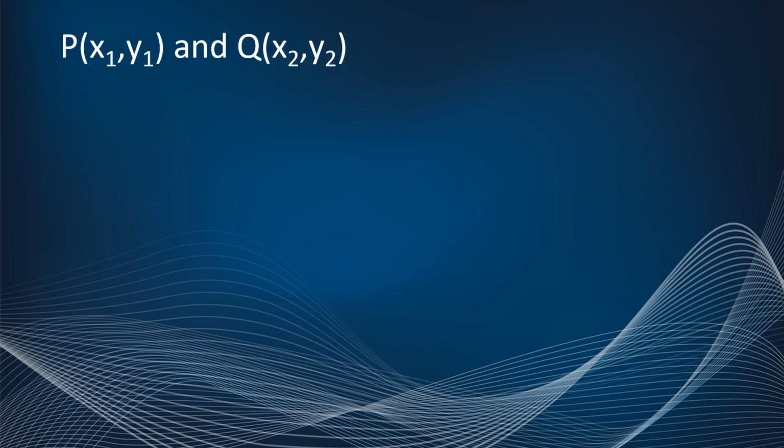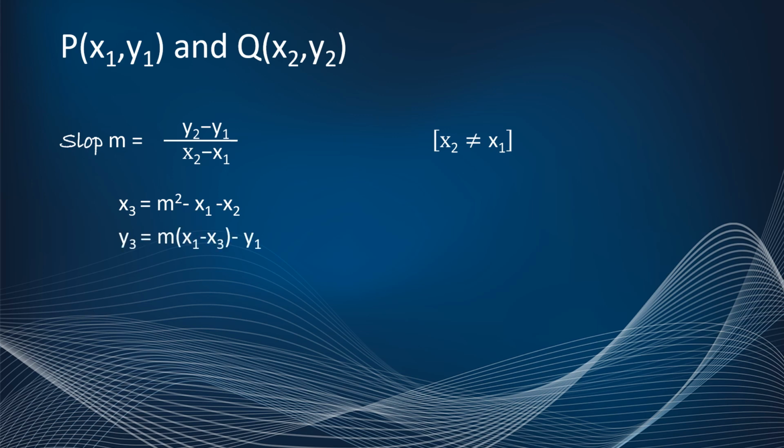Let us add 2 points P and Q to get another point R of x3 and y3. For that, first we need to find the slope, and we can find the slope with the help of the formula y2 minus y1 upon x2 minus x1. Here x2 and x1 should not be the same. Now we need to find x3, which we can find with the formula m square minus x1 minus x2, and y3 with the formula m of x1 minus x3 minus y1.